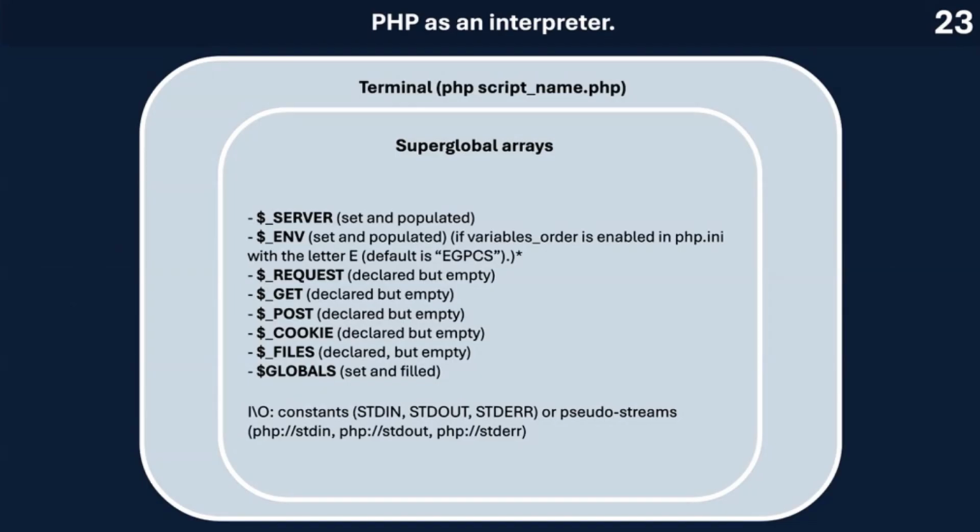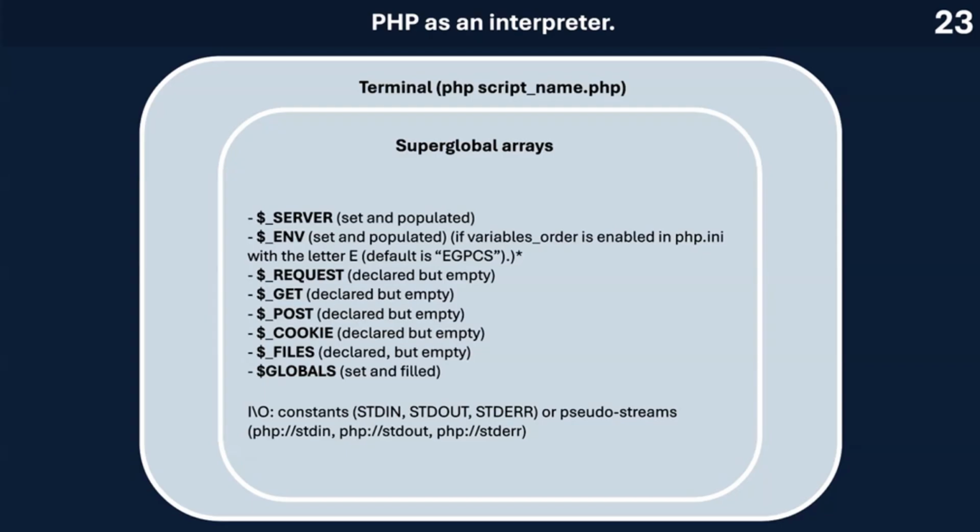If you use a PHP interpreter for a terminal, which runs as php with a file name and which was compiled with CLI SAPI, only 3 superglobal arrays will be filled. That is, we can say that a CLI profile will be created. The server and globals arrays will always be filled, and env, as we see on the slide, only when certain conditions are met. Input-output is handled through the constants STDIN, STDOUT, STDERR, or the pseudo-streams php://stdin, php://stdout, and php://stderr.